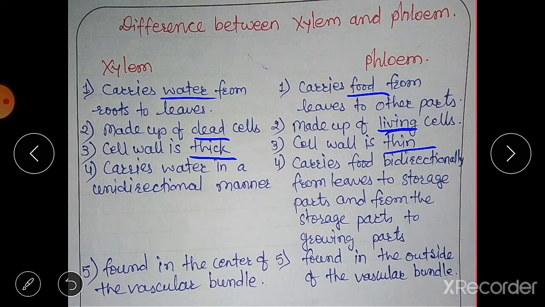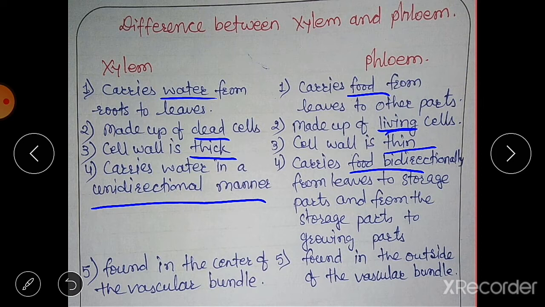Xylem tissue carries water in a unidirectional manner, means only from roots to the leaves, only in one direction. And phloem tissue carries food bidirectionally, means from leaves to the storage part and from the storage part to the growing parts. These growing parts mean the stem parts or the new branches and leaves. So all these parts are provided with food by this bidirectional movement of food in the phloem tissue.